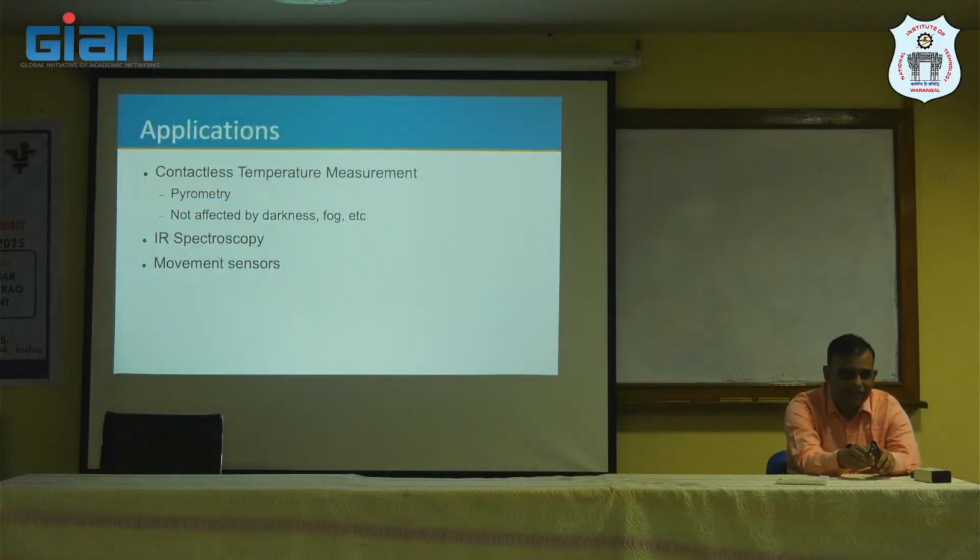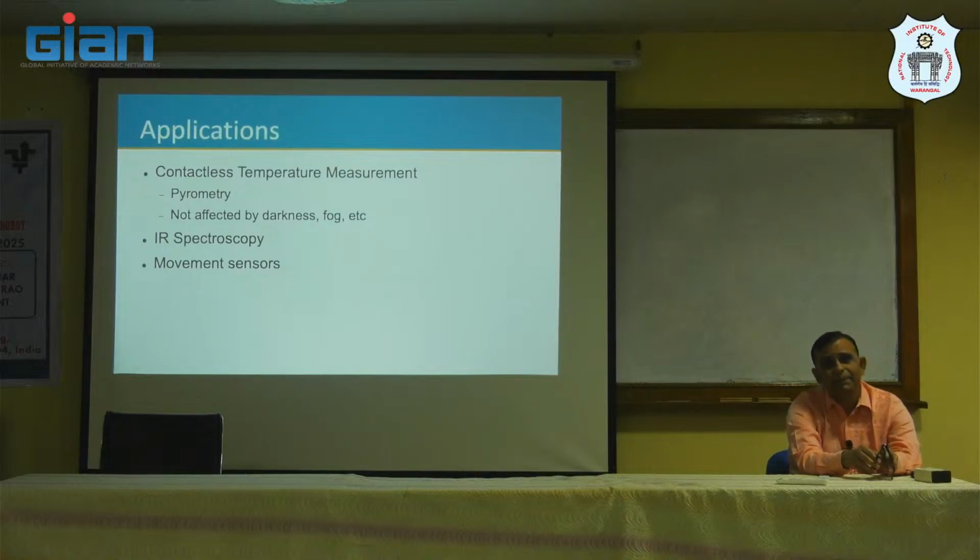Application wise, we have a large number of applications of infrared sensors. We can do contactless temperature measurement, and once you can do temperature measurement, there are many things you can know about a material. Generally, such measurements are not affected by visible drawbacks, things like darkness, fog, and sometimes even small objects falling in between. For example, our clothes, IR radiation can generally pass through that.